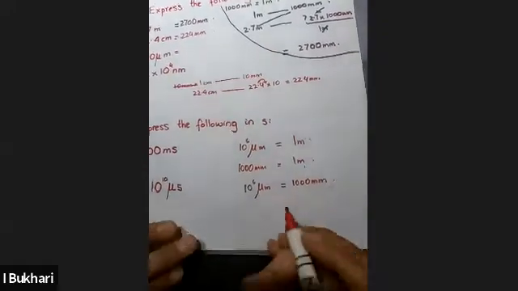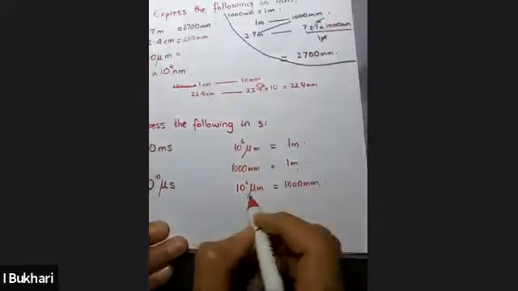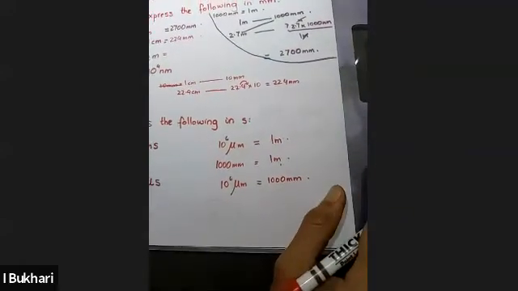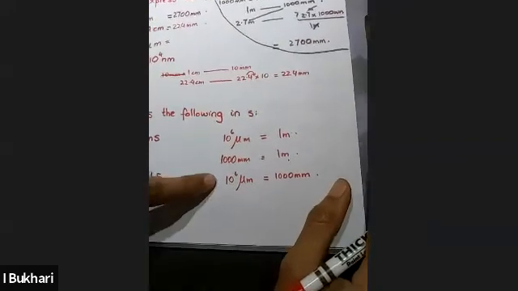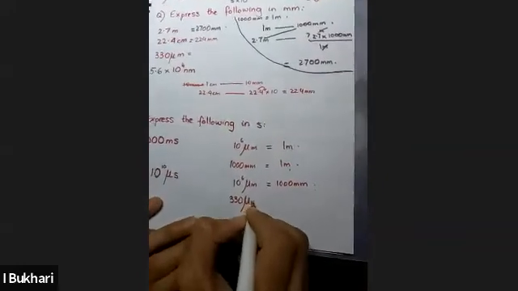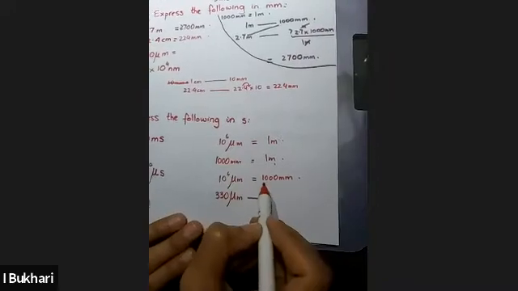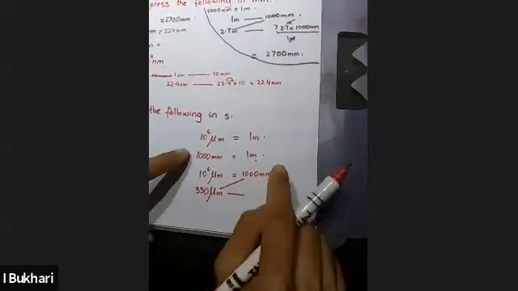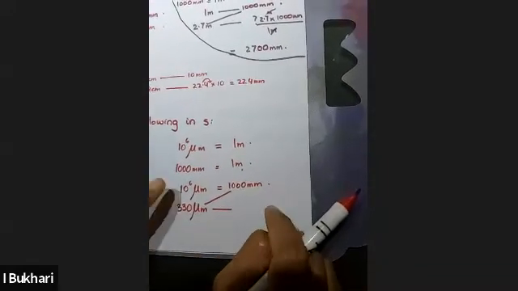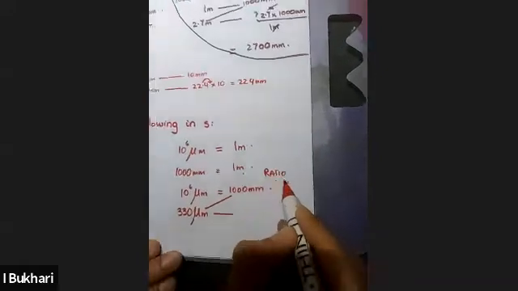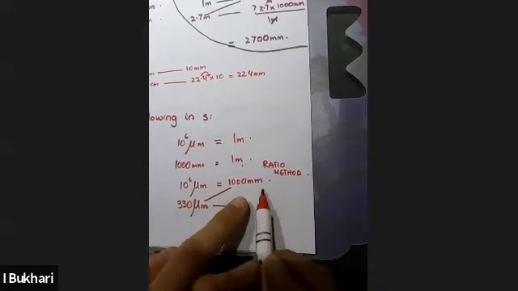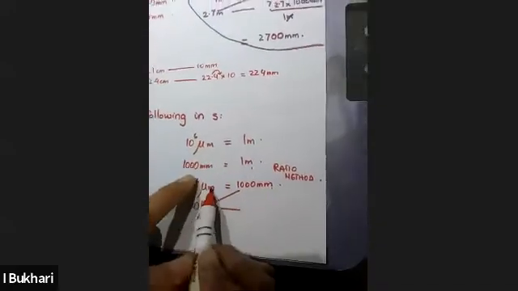If you don't understand, let me know and I'll explain again. So 10 to the power 6 micrometers is equal to 1000 millimeters. I'm not using the 1 meter here. So 330 micrometers would be equal to what? I will cross multiply. This is called the ratio method, which one of my teachers taught me. What we do is write same units together, one above the other.